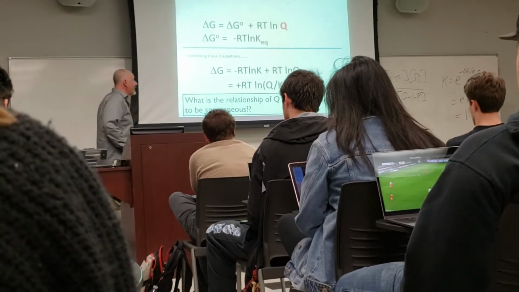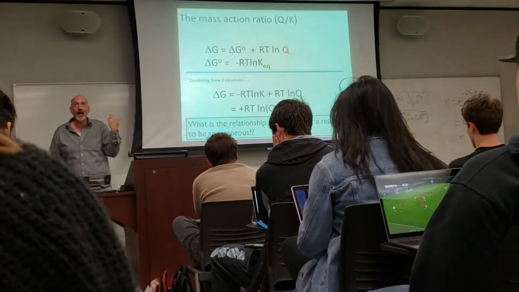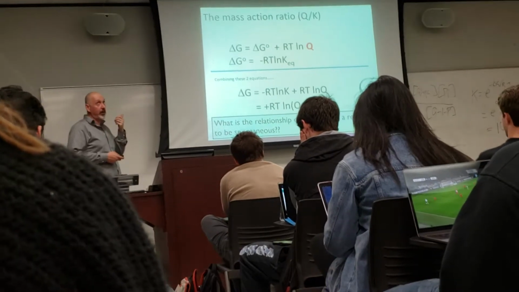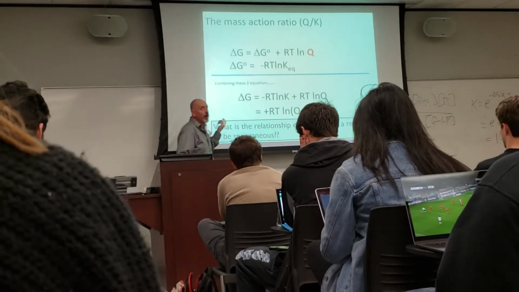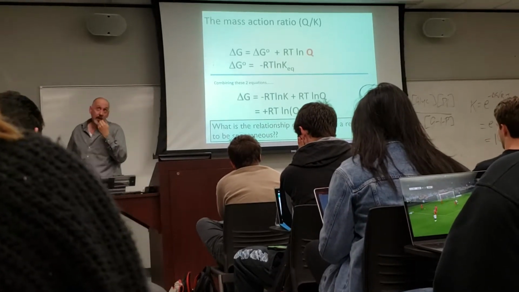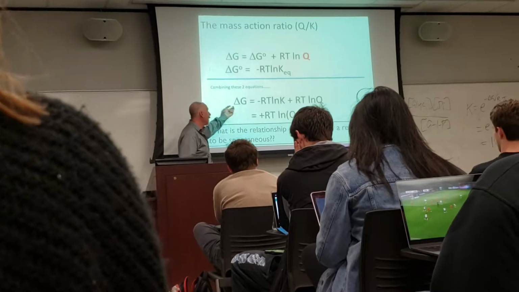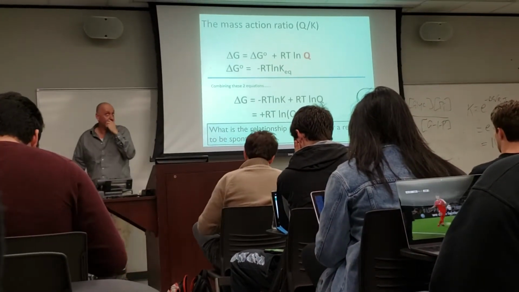Because I can think about, well, what do I need to get this full ln negative? Where should Q be relative to K? Should it be smaller? Because then I take the ln and things are going to be negative. RT is always going to be positive, so that's how I get a negative delta G out of it.